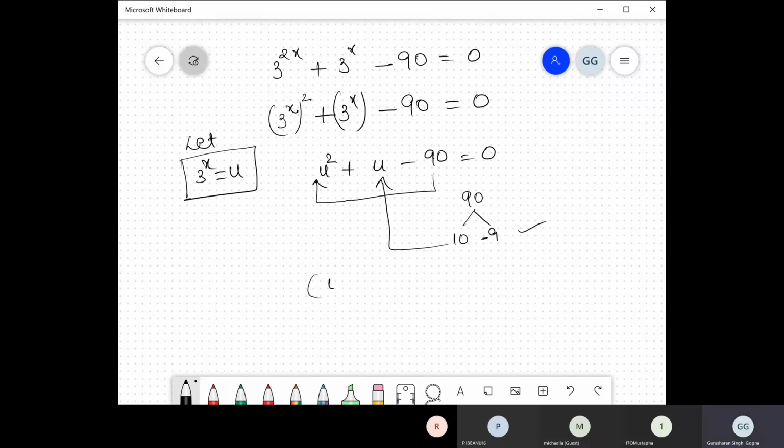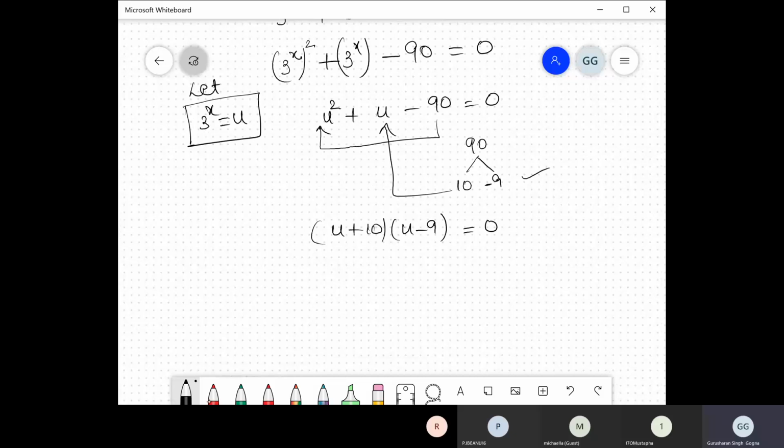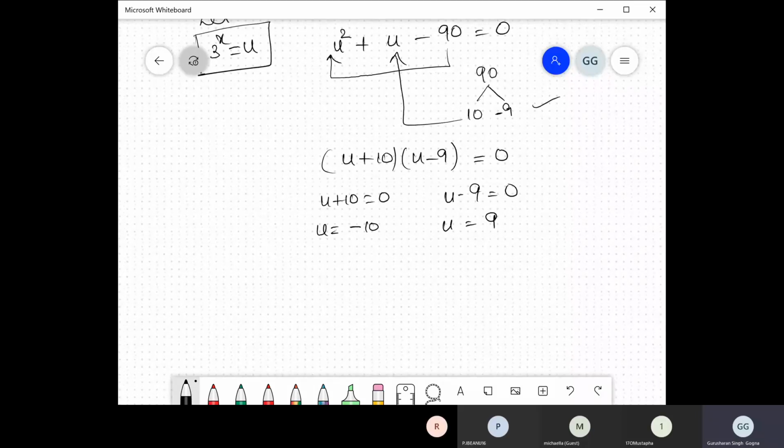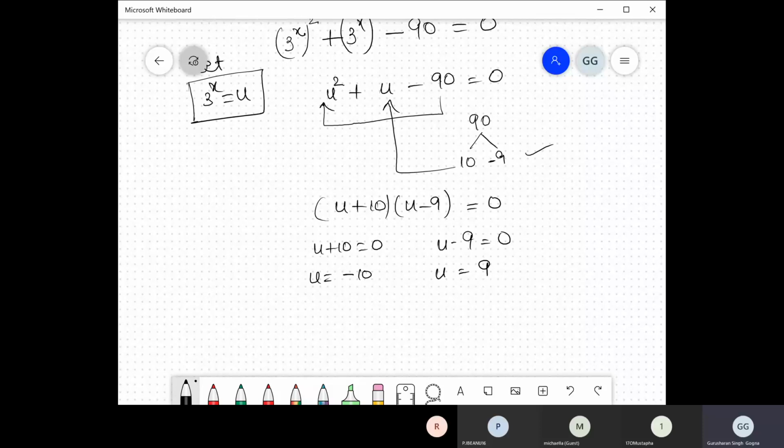And because you are using this one, you can directly use like that, u plus 10, u minus 9 as your factors. What you do after this, you put each factor equal to 0. So u equal to minus 10 and u equal to 9, isn't it? So you got two answers, but that's for u. We are not interested in u. We are interested in x at the moment, isn't it?